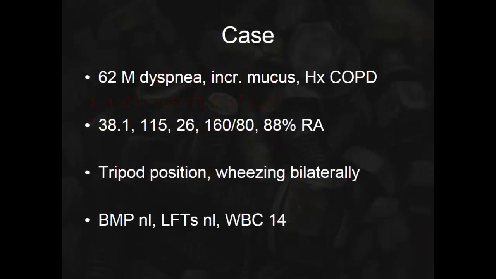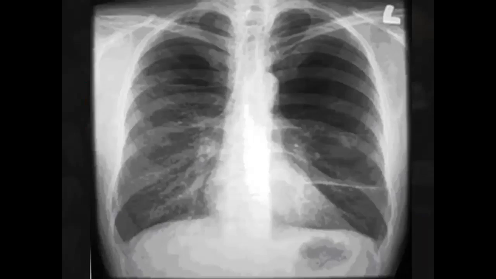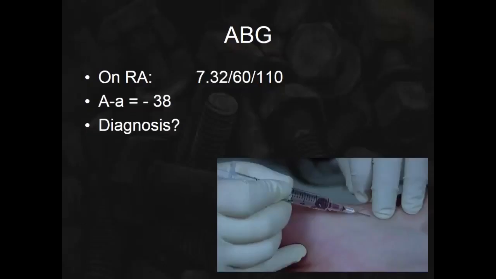Another case: 62-year-old male with dyspnea, mucus, COPD history, comes in with fever, 88% on room air, tripod position, wheezing bilaterally, everything suggests COPD, and this is the X-ray. It's a little hyperinflated. Here's a flat diaphragm on the left side, although there's a little bit of an angle, but you draw the blood gas, you get an A-a gradient of -33. What does that mean? So that means the amount of oxygen in their blood is higher than the amount of oxygen in their alveolus.